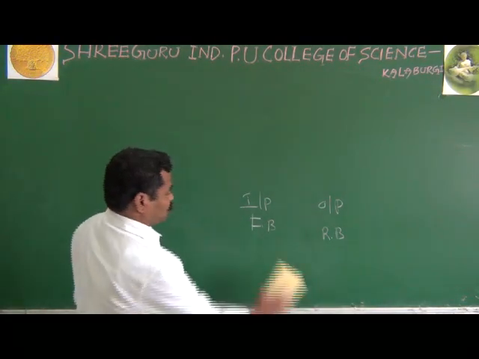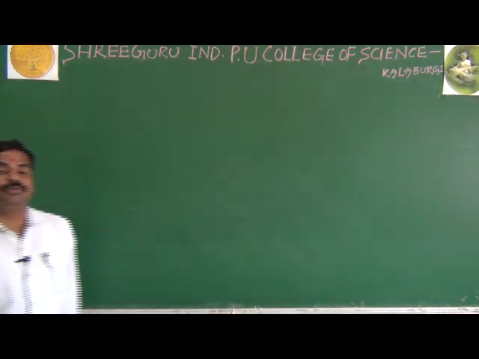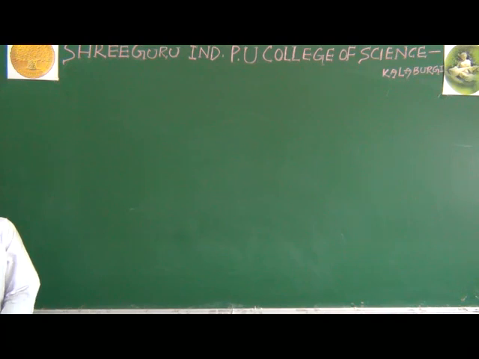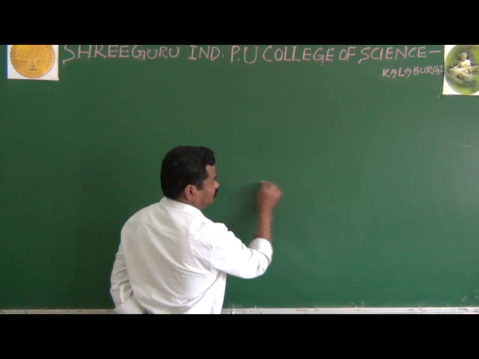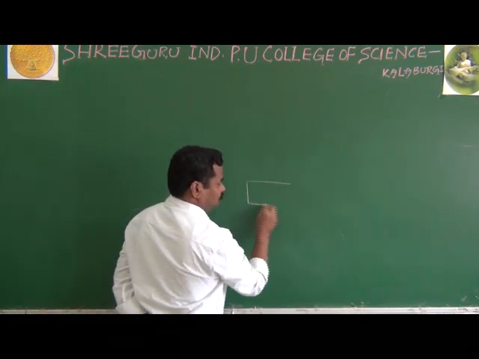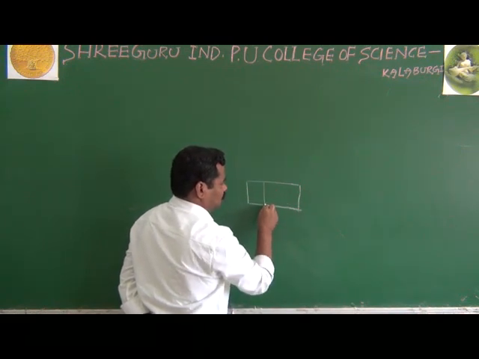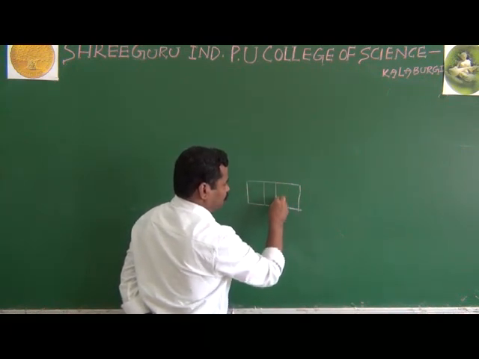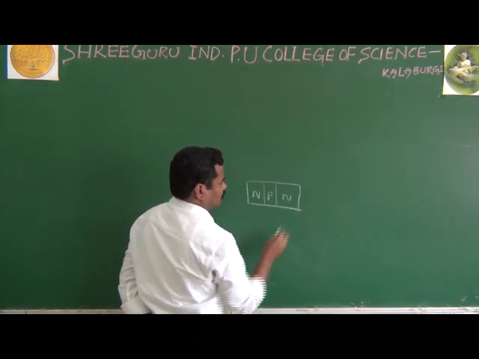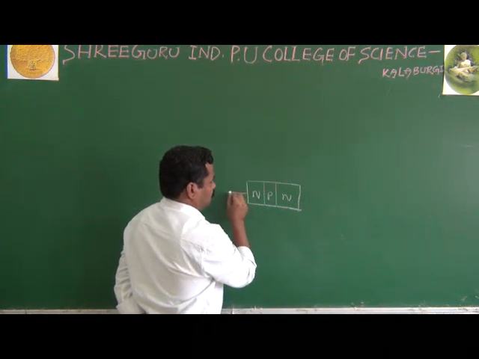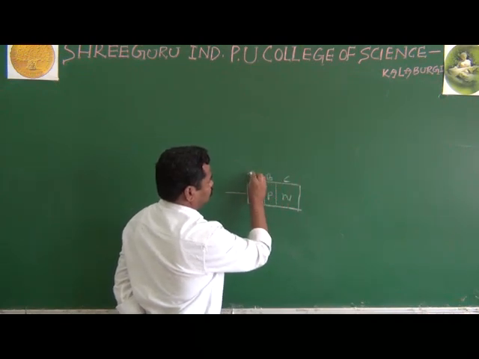Knowing this condition, we go further to see the working principle, or operation, of the NPN transistor. We know already, first we go for the block diagram. It has 3 layers, and yesterday I said it has the emitter, base and collector: N, P, N.